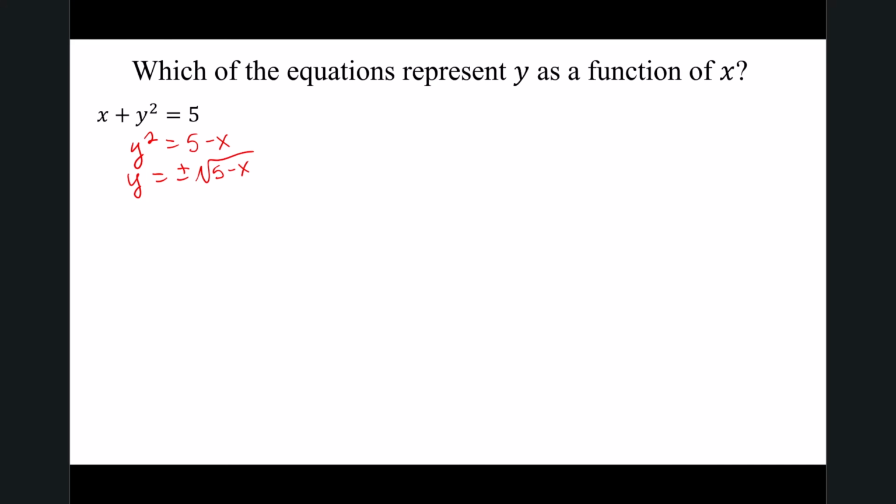Remember, when you're solving an equation, if you take an even root, so the square root, fourth root, sixth root, etc., you need to include the plus or minus in front of the root. So now if I substitute in a value for x, let's say 1, then I would have y equals plus or minus the square root of 5 minus 1, which is plus or minus square root of 4, or plus or minus 2. So I used one value for x, 1, and I got two different y values back out, 2 and negative 2. So no, this one is not a function.